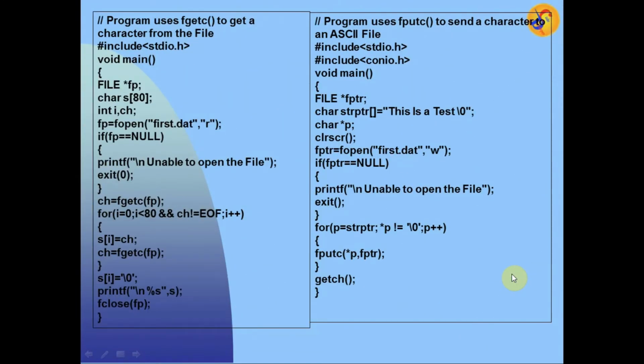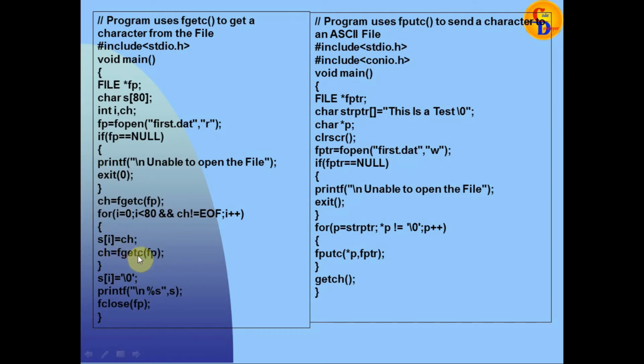The next program, fgetc(), reading a single character. First of all, open the file in read mode. Then each time we get a single character from the file and print it. So initially ch equal to fgetc of fp. The first character is stored into ch, then i equal to 0, i less than 80, and ch not equal to EOF, meaning up to reaching the last character. So s[i] equal to ch. The first character is stored into s[0] because the i value is 0.